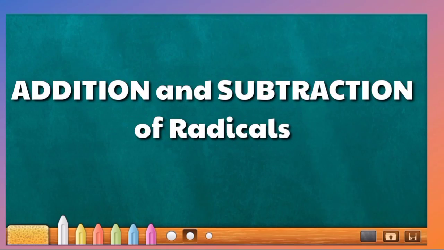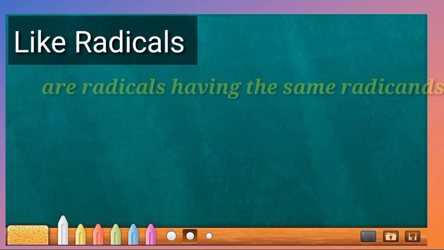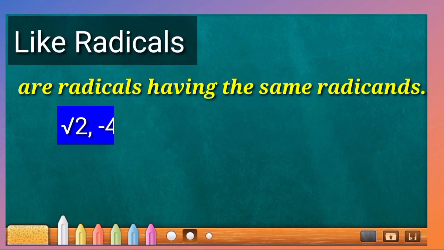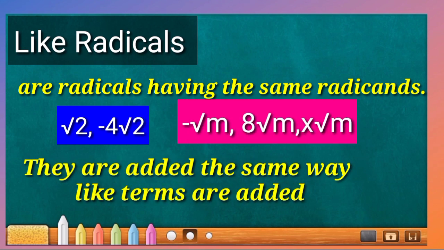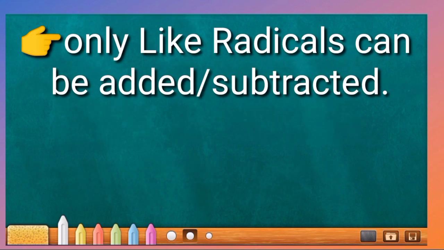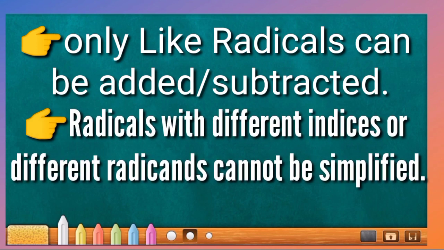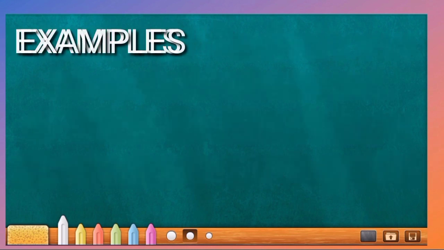Addition and subtraction of radicals. Like radicals are radicals having the same radicands. They are added the same way like terms are added. Only like radicals can be added or subtracted. Radicals with different indices or different radicands cannot be simplified.